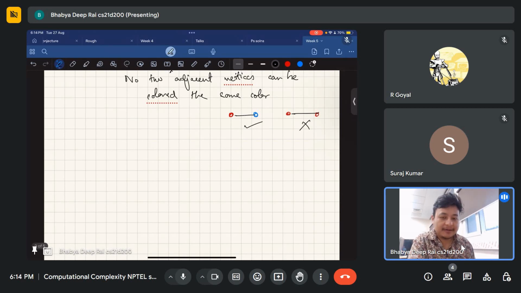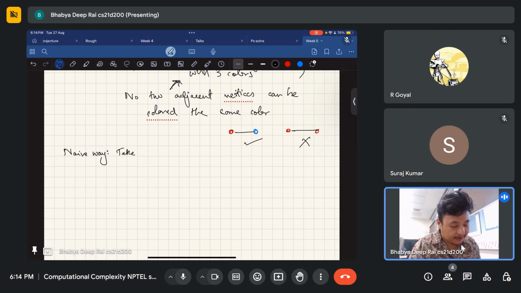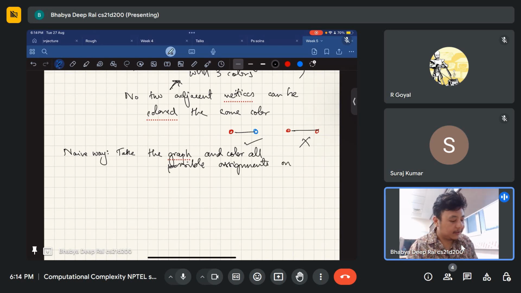So all graphs cannot be colored this way. We can give counter examples for it. But what we are asking is, given a graph, can it be three colored? So the most naive way is to take the graph and try all possible assignments of the three colors. Getting it?